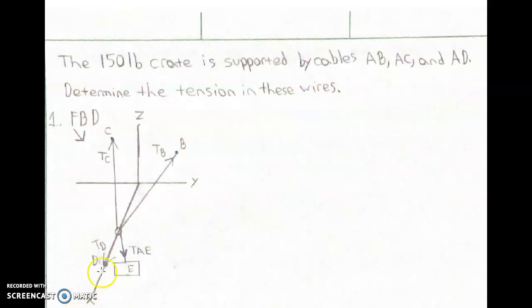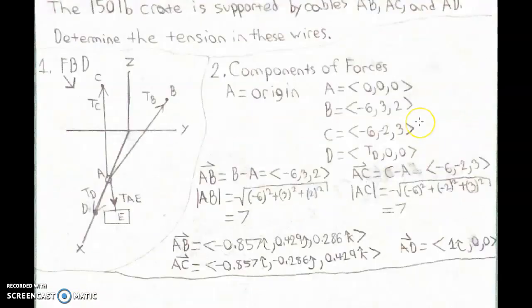Next, we need to find the Cartesian vector coordinates of our points C, B, A, D, and E, and use them to find the components of all of our tension forces so that we can later solve. So here are my points A, B, C, and D as a Cartesian vector.